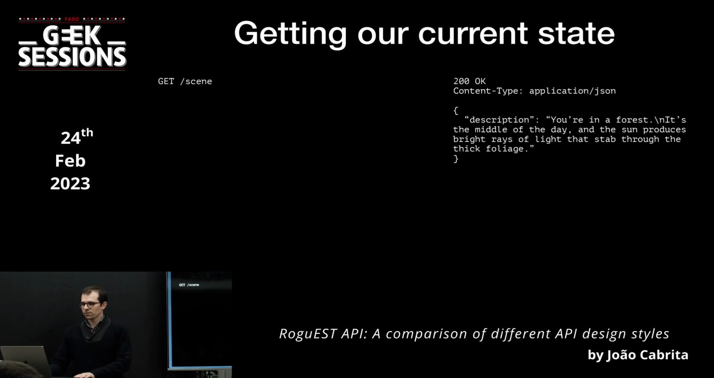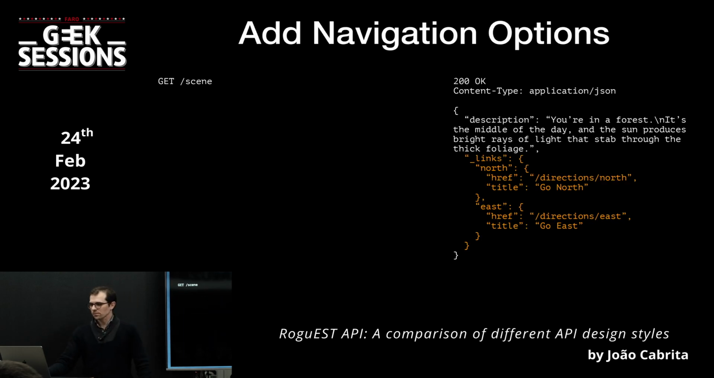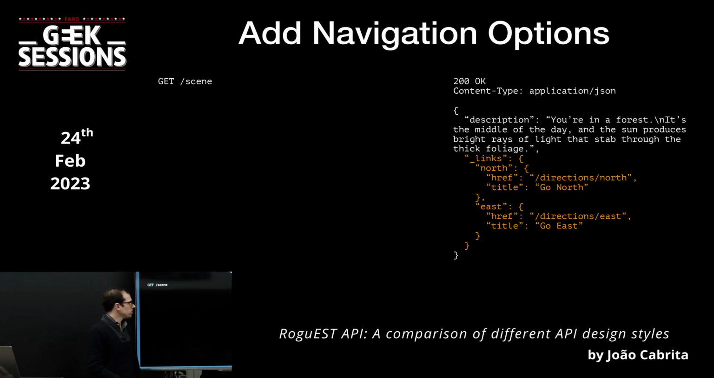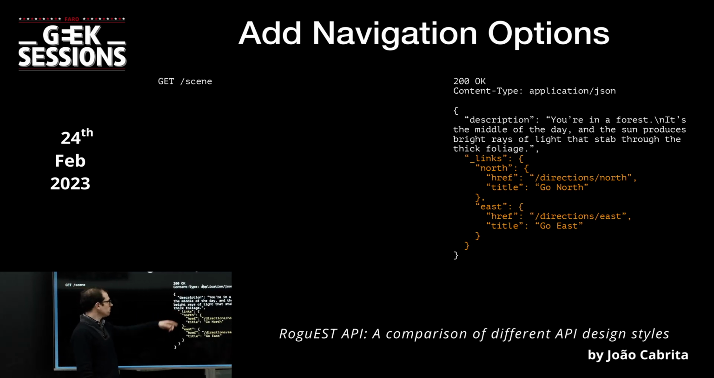So let's design the API again. Okay, so we start from the same place. So we have our scene, we do get/scene, and we get the exact same JSON payload, right? And now we're going to add the navigation options. And we're going to do so using links, okay?